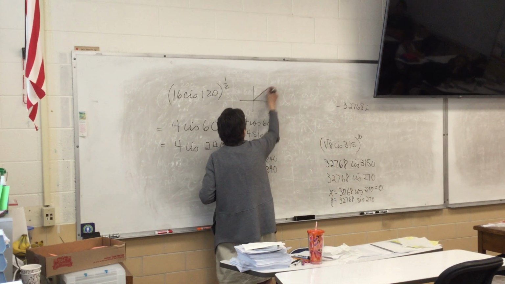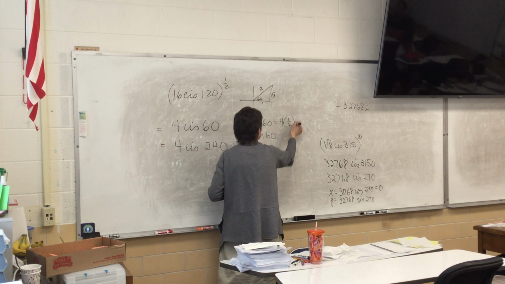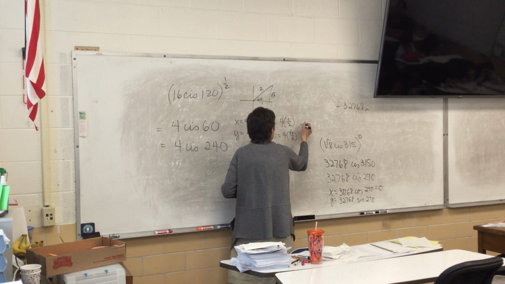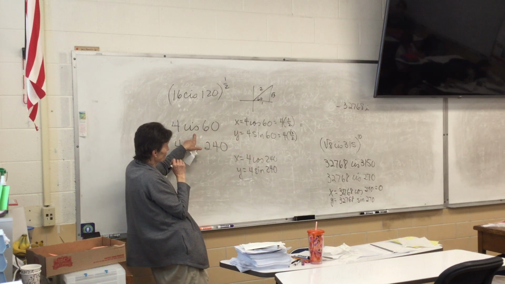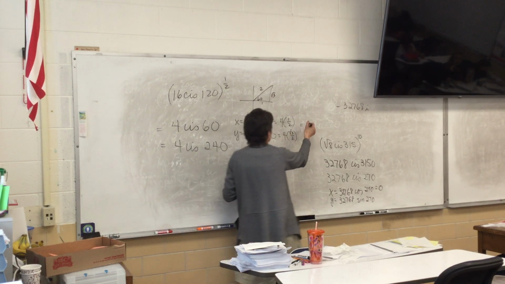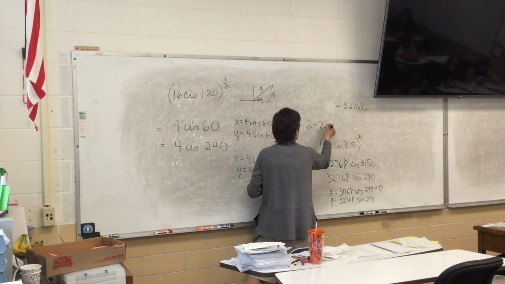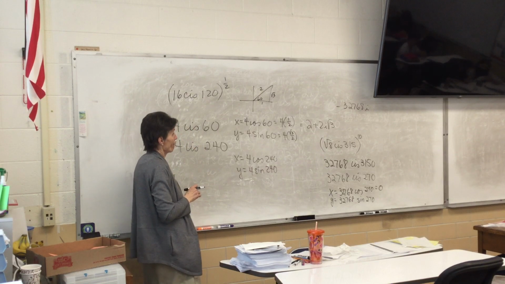Oh, 60 degrees. Cosine is 1/2. Sine is √3/2. So my first answer, my first square root, is 2 plus 2i√3.